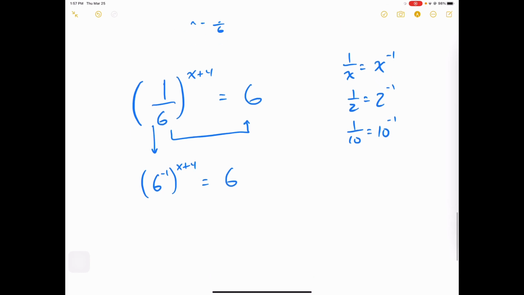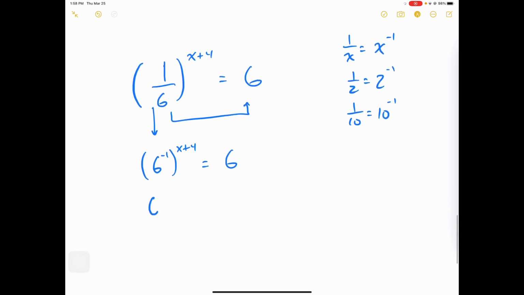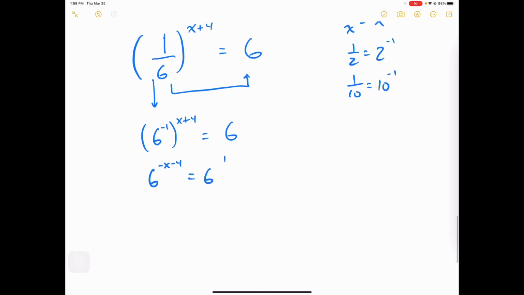Now, just like what we did before, we're going to multiply our exponents out. 6 to the negative x minus 4 is equal to 6 to the 1 power. Now, since we have the same base, we can make the exponents equal to each other. And then we can solve both sides. Negative x is equal to 5. And we're going to move the negative over to become negative 5. x is negative 5. Do you believe that?